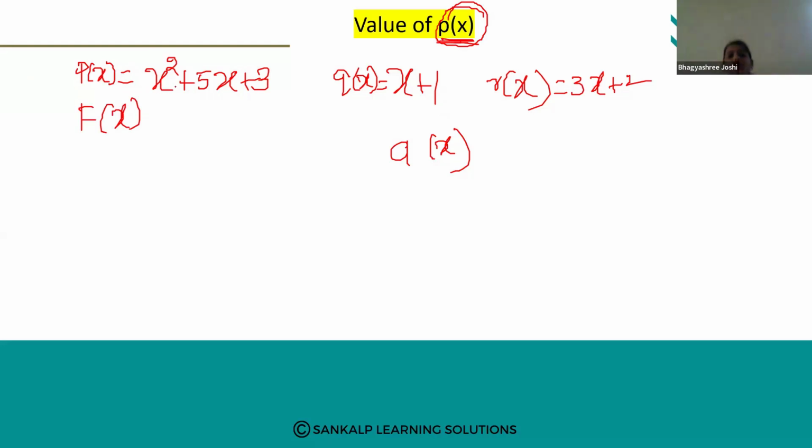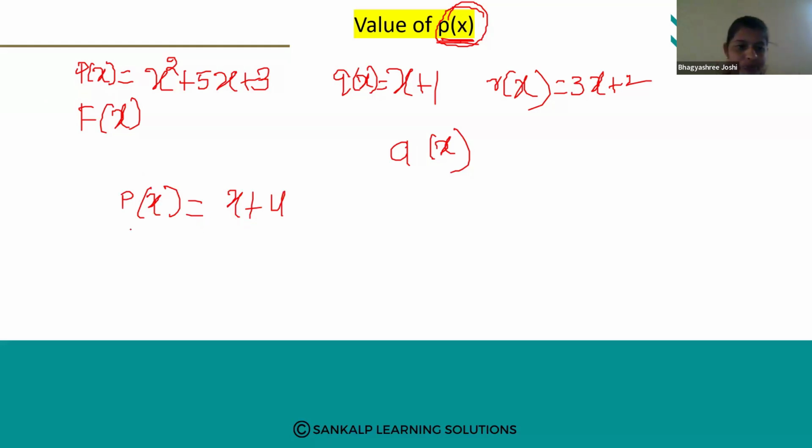Okay. Now p of x. Now, value of p of x. Value of p of x means what? Okay, value of p of x. Now I will consider one example. P of x is equal to x plus 4. Okay, x plus 4. P of x is equal to x plus 4.